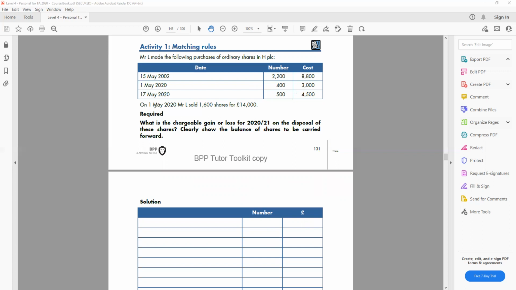On 1st May 2020, Mr. L sold 1,600 shares for 14,000. The question here is, what is the chargeable gain or loss on disposal? Clearly show the balance of the shares to be carried forward. Two questions. One is how much is the gain or loss? How much is the balance to be carried forward? Because we didn't sell all the shares, we sold only 1,600. So the remaining shares will be carried forward.